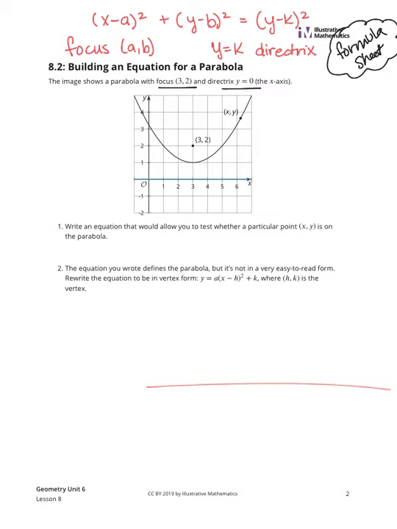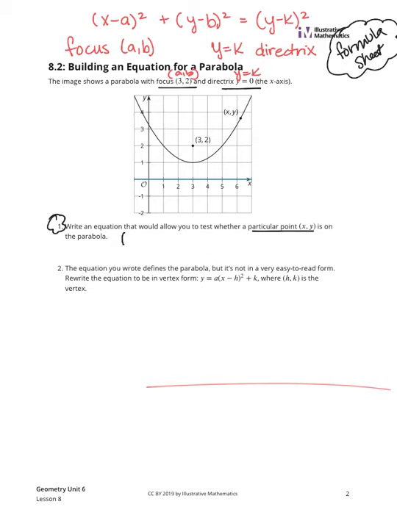So remember, our focus is (a, b), and our directrix is y equals k for our formula. So let's take a look at number 1. It says write an equation that would allow you to test whether a particular point is on the parabola. And I'll come back to that in a moment. Let's start by writing the equation of our parabola.